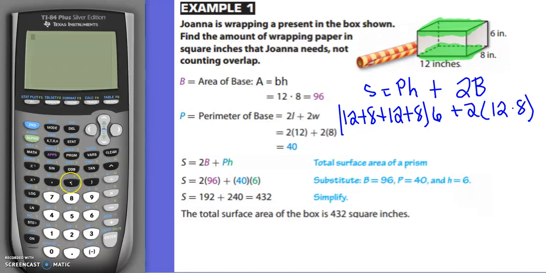Okay, so we have parentheses 12 plus 8 plus 12 plus 8, times 6, plus 2 times 12 times 8. All right, so we have 432. And remember, this is area, so it's inches squared. All right, let's take a look at the next example.